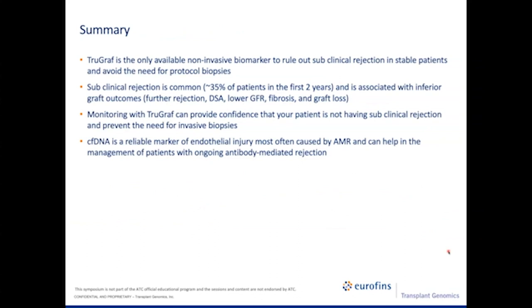Now, some centers don't perform protocol biopsies, but as I showed you, if you're just monitoring serum creatinine, you may be missing subclinical disease, which may be clinically very relevant for your patients. Again, subclinical rejection is common. 35% of patients in a large cohort study developed it in the first 2 years and it was associated with inferior graft outcomes, which are important. Further episodes of acute rejection, donor-specific antibodies, lower GFR, fibrosis, and graft loss.